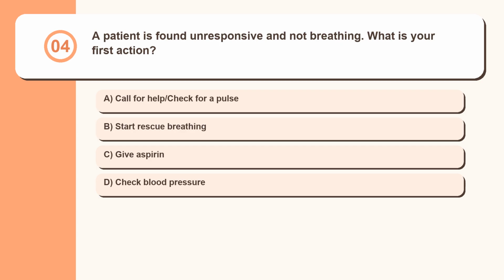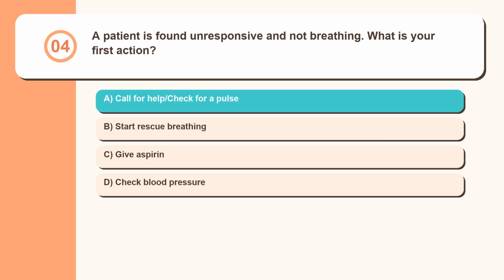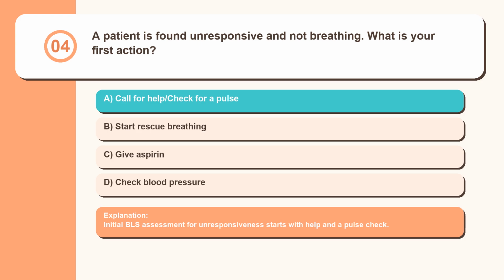Question 4. A patient is found unresponsive and not breathing. What is your first action? Call for help/check for a pulse. Start rescue breathing. Give aspirin. Check blood pressure. Initial BLS assessment for unresponsiveness starts with help and a pulse check.